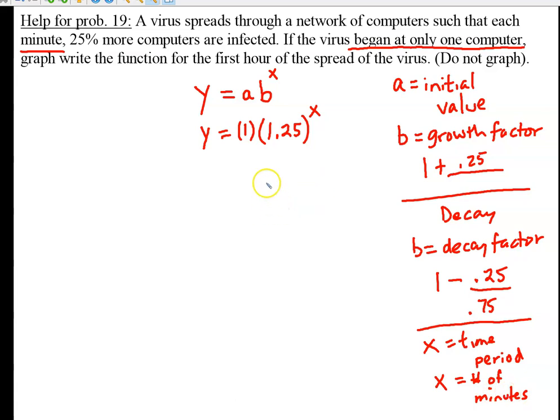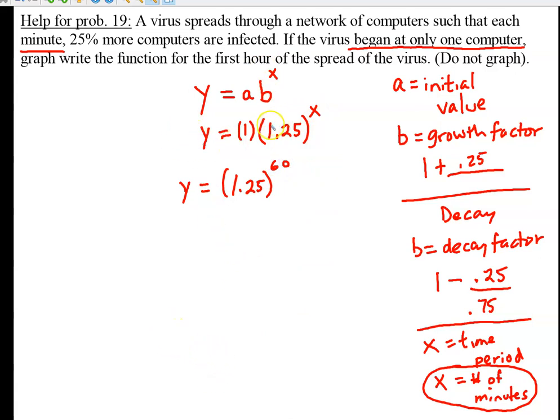So my equation to find the spread of the virus would be this, if I make sure that I identify X as a number of minutes. I'm going to let you take your calculator. If you want to know the exact number of the spread after the first hour, then obviously you don't have to multiply by 1, but there is a 1 there. So you're going to be doing 1.25, and since we want to know the first hour, convert this into minutes. And so you would raise that to the 60th power.